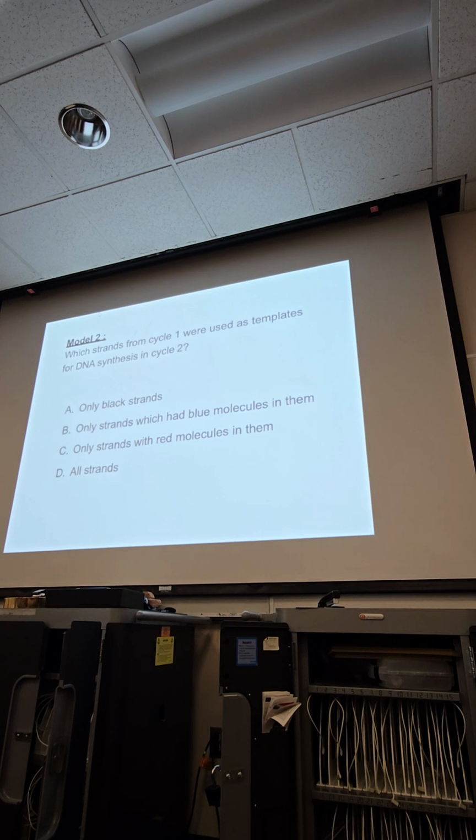So what would happen if we only ever use the black strands as templates? You could only ever create the same amount. You only ever create 2 more. You would never be doubling. So we're using all the strands. Because what's the purpose of PCR? To be able to physically see the DNA, to create bands on the gel. So we use all the strands. Yep, you guys are right.